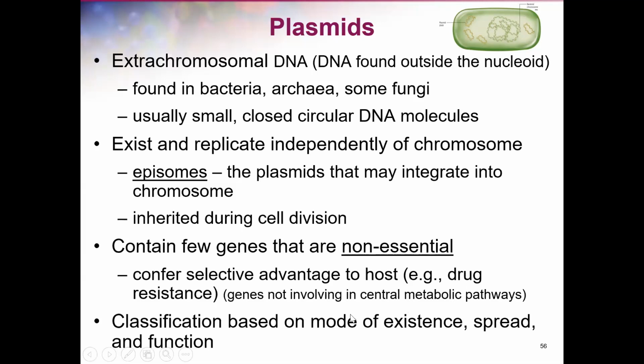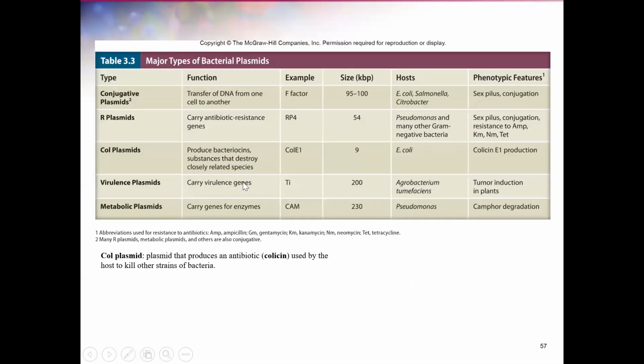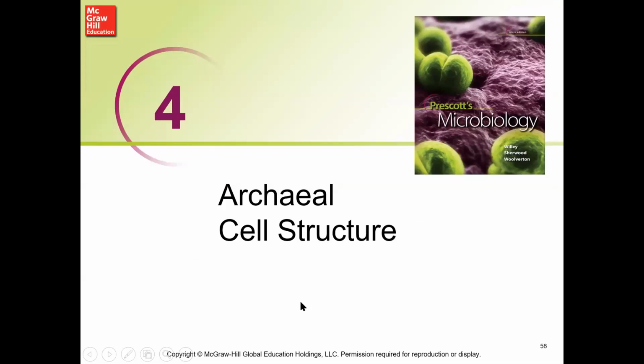Some genes, like antibiotic resistance genes, are not involved in central metabolic pathways. There are different kinds, which we will talk about later on. Here are some examples: conjugative plasmids, resistance plasmids, colicin, a kind of antibiotic plasmid, virulence plasmids, and metabolic plasmids. Many professors working in molecular biology have a lot of plasmids, and we can use them to help us do a lot of work.